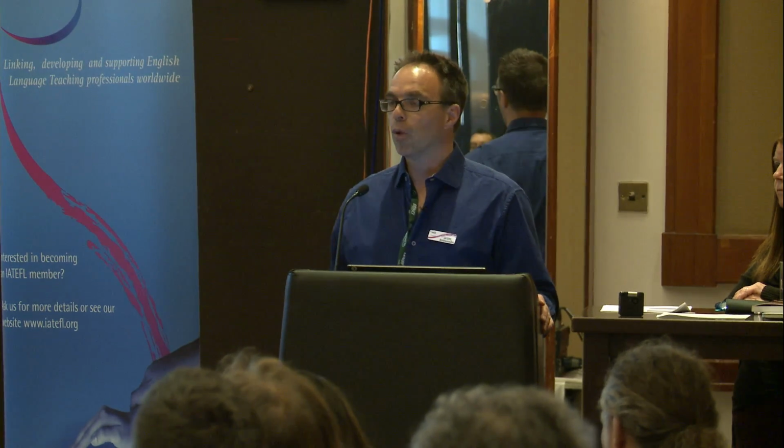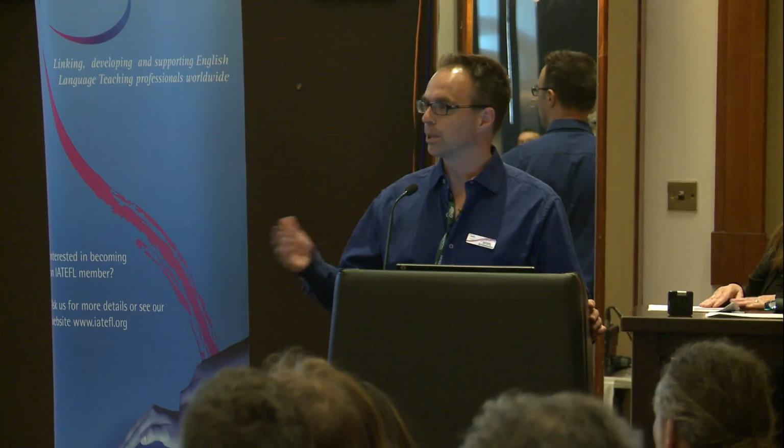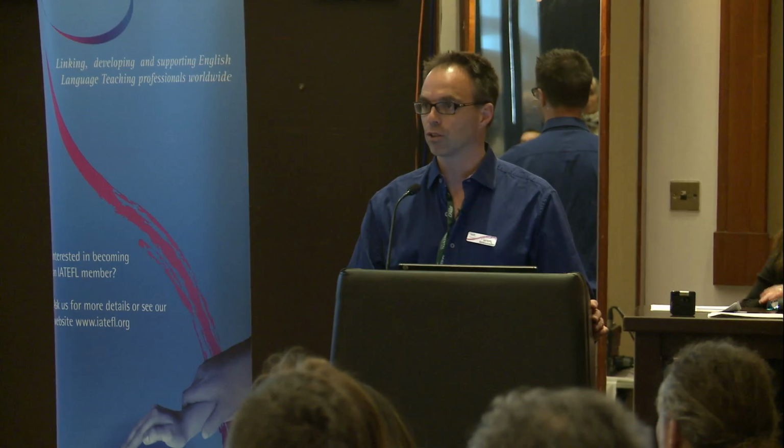Okay? Once they've all asked their questions that I've answered, now the next part of the task begins. So the next instructions come up on the forum. I say, good, here are all the questions you asked me. I corrected them. So I made minor corrections, so they're all good English questions now. And for the rest of the task, each of you posts a photo of food in the forum, something you like, a drink, whatever. It doesn't matter as long as it's food or drink.